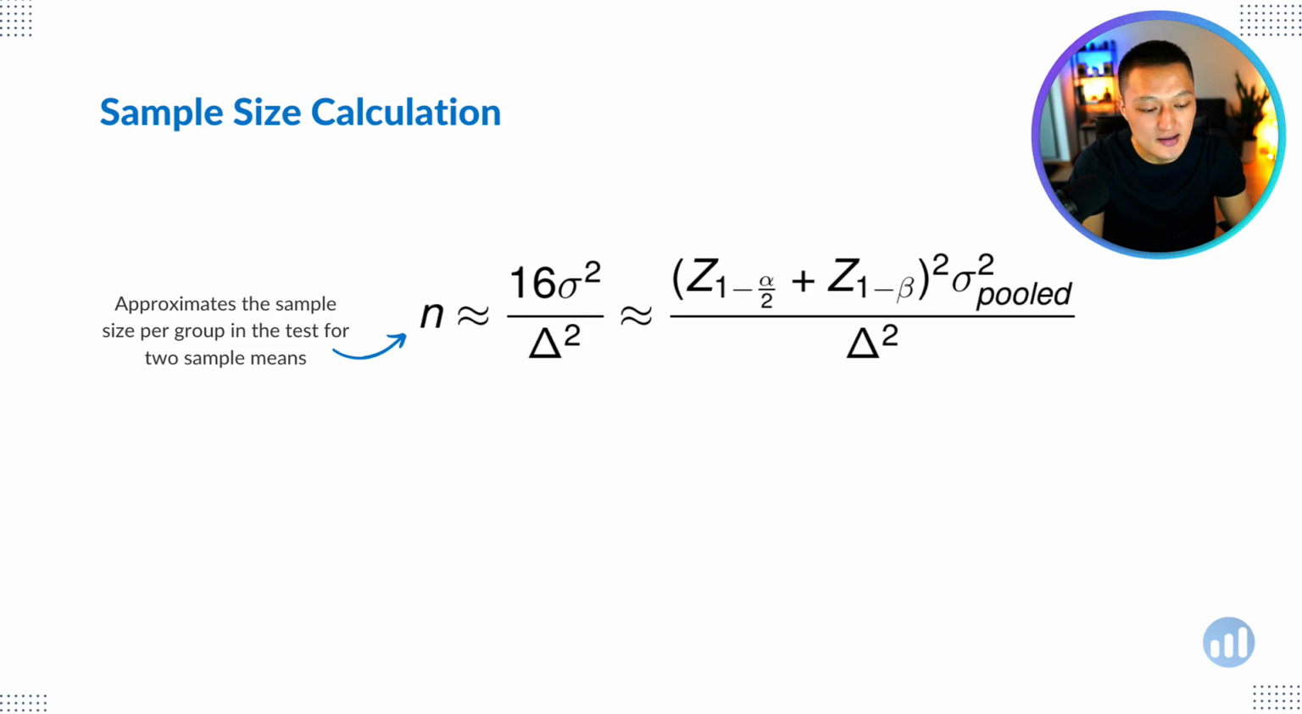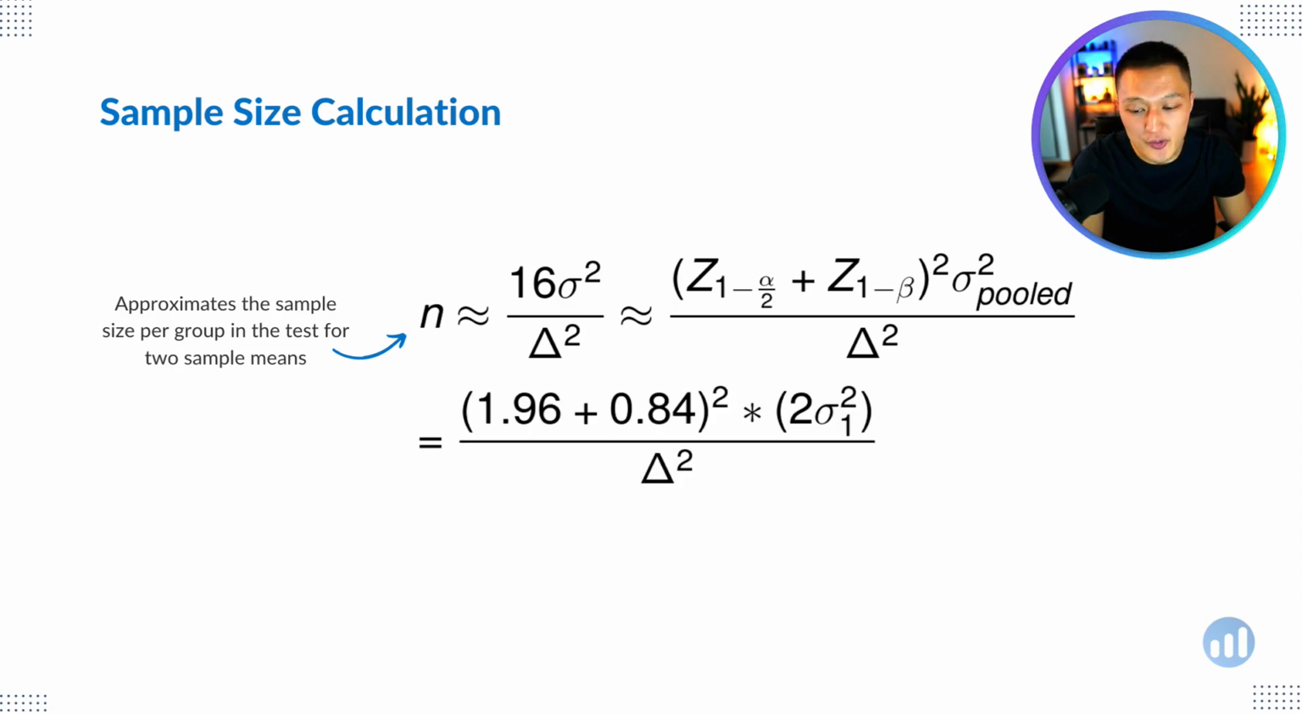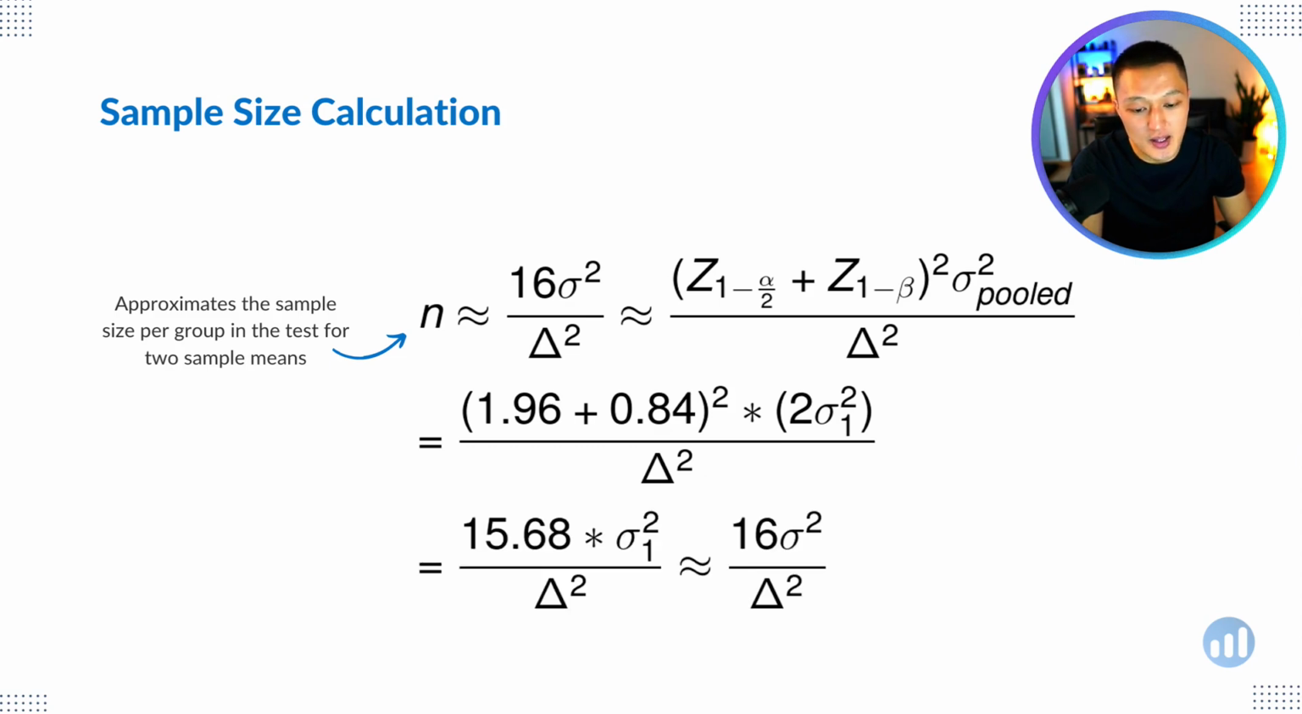So when we plug in the following values, what we get are the following. For the z critical value at alpha equals 0.05, it is going to be 1.96. And the z critical value when the statistical power is 0.80, it's going to be 0.84. And the pooled variance in the 2 sample mean case is going to be 2 times the sample variance. And this is divided by the delta squared. So when we simplify this, the value that we're going to get is going to be 15.68 times the sample variance of your baseline condition divided by delta squared, which approximates to 16 times the variance divided by delta squared.